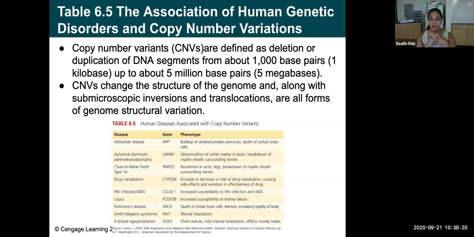There are very common diseases associated with copy number variants, Alzheimer's being one of them. HIV: if you have a certain gene, you have an increased susceptibility to HIV or AIDS. Lupus, Parkinson's disease.